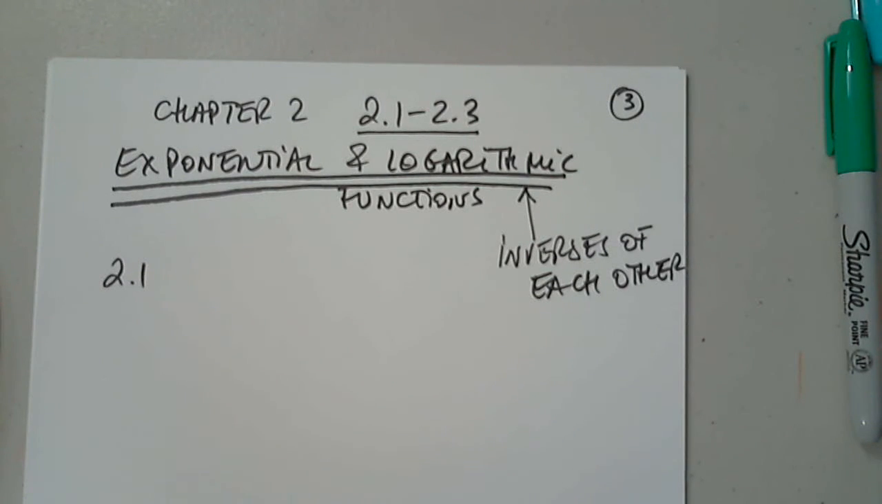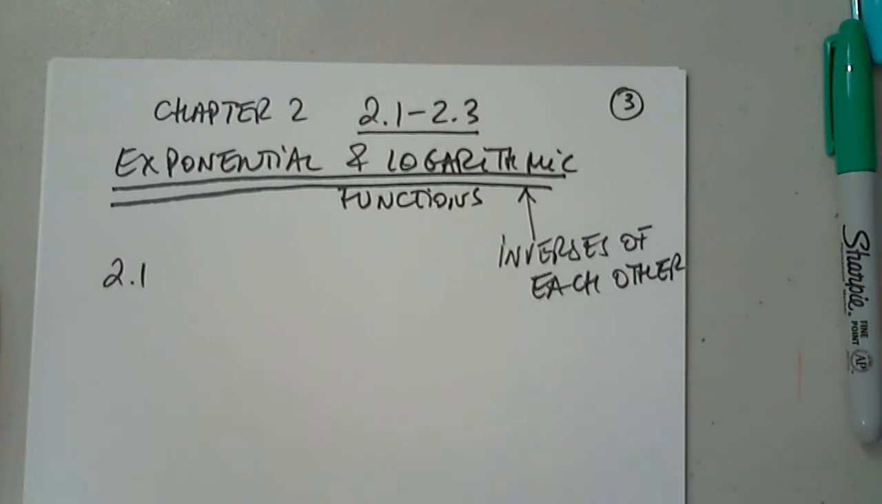See this button here, log, and the blue back function, 10 to the x. These two are inverses of each other. ln, natural log, and e to the x, they are inverses of each other. Easy to remember. Also, these two are inverses of each other, as you see.